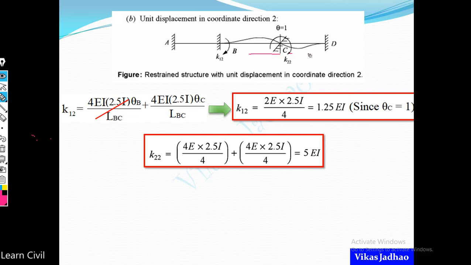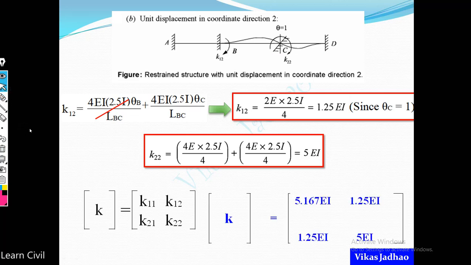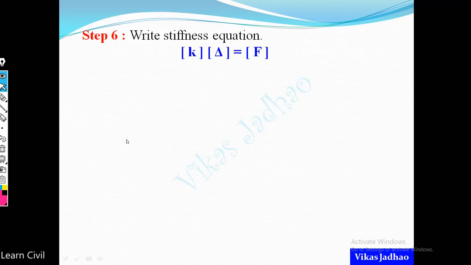Similarly, we can calculate the value of K22, that is equal to the summation of stiffness of CB plus CD, and it will be 4EI by LBC plus 4EI by LCD. So we get the value of K22 equal to 5 EI. So we get the stiffness matrix K equal to 5.167, 1.25, 1.25 and 5.